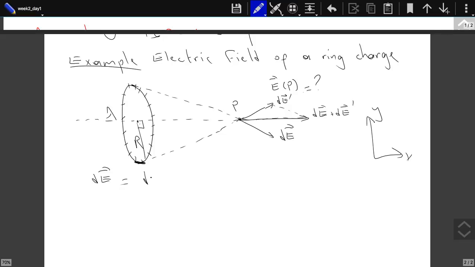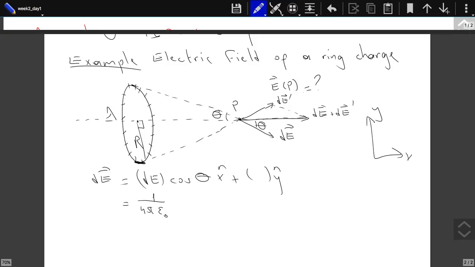Now, the magnitude of the electric field is just this constant 1/4 pi epsilon 0. We have the charge creating that dE. Let's say this is a very small segment of length dl. So the charge of that very small segment is nothing but lambda times dl, because lambda is nothing but the charge per unit length. If we have a length dl, the total charge in that length is nothing but lambda times dl.